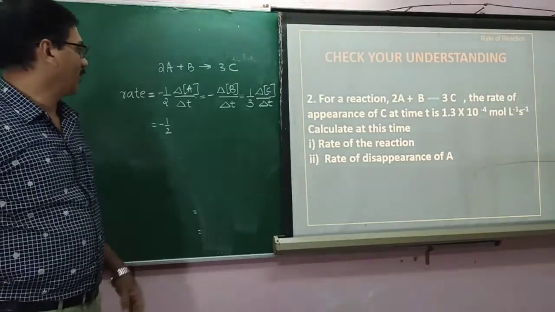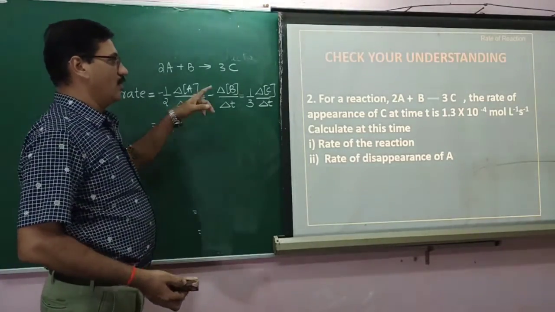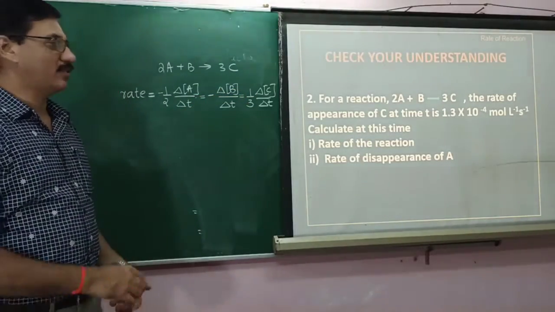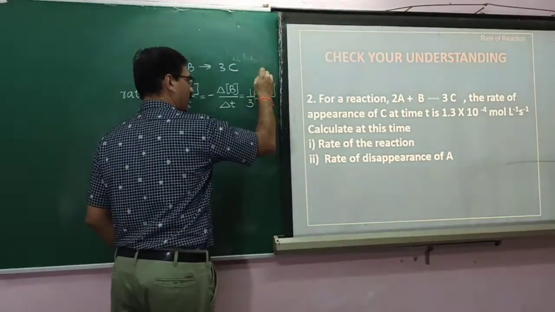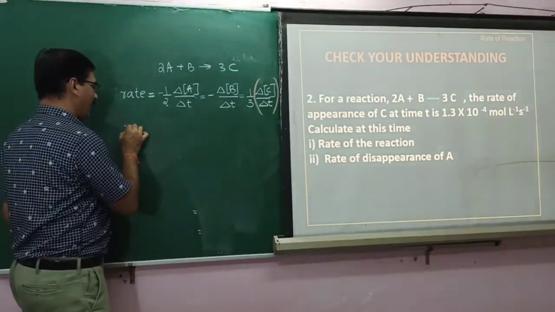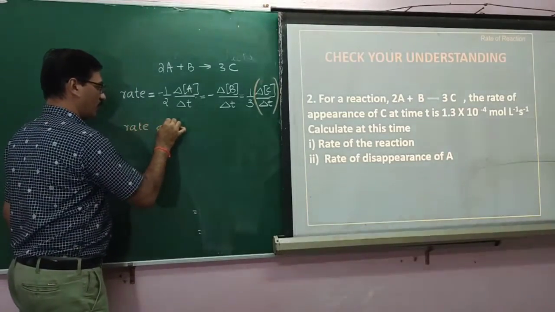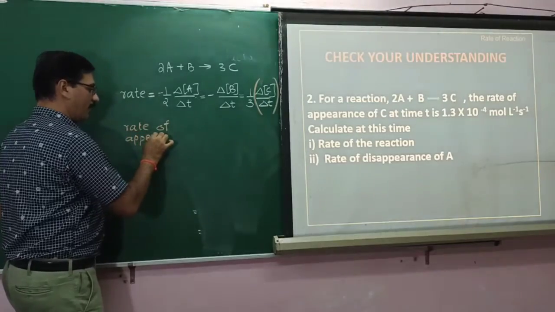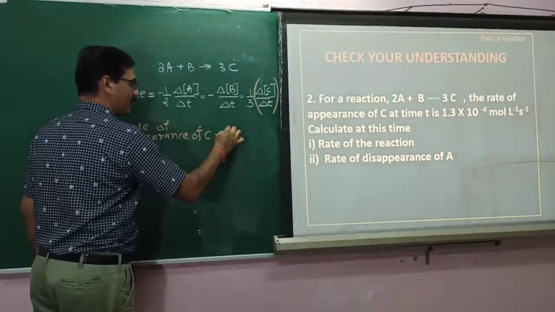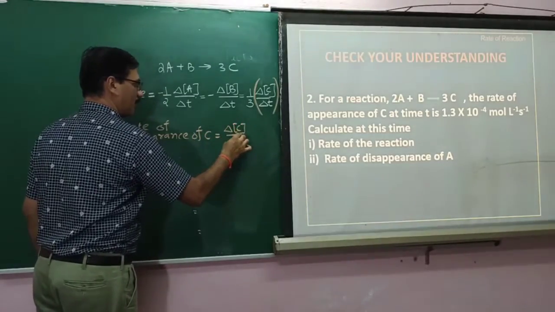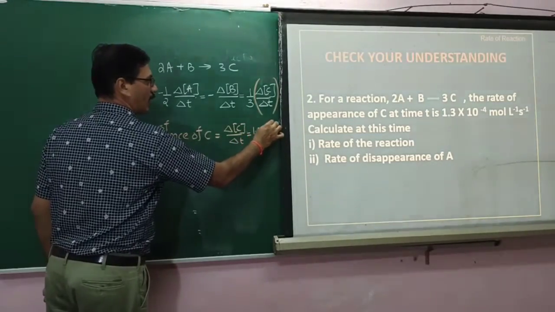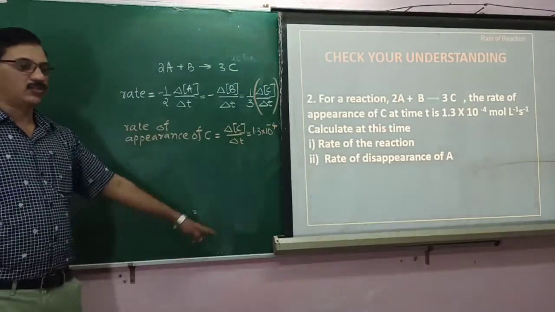Okay, so now what is being given? What is being given is the rate of appearance of C. So remember that the rate of appearance of C is given by delta concentration of C by delta T. This is given as 1.3 into 10 to the power minus 4. This value is being given.